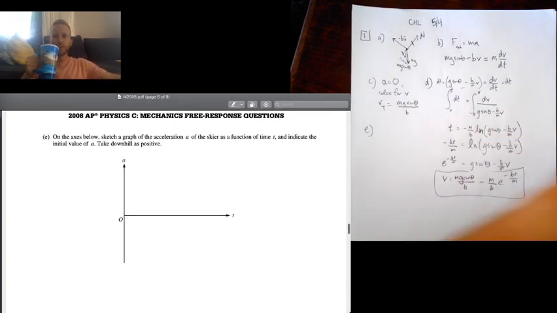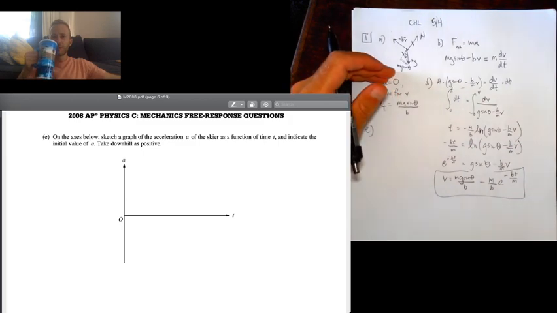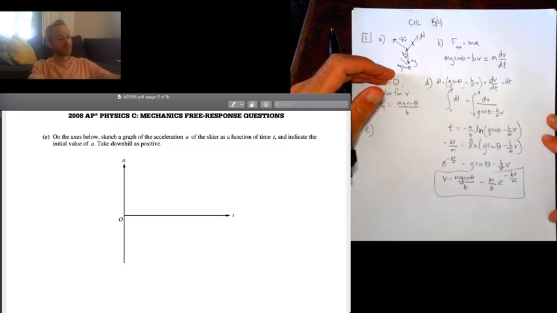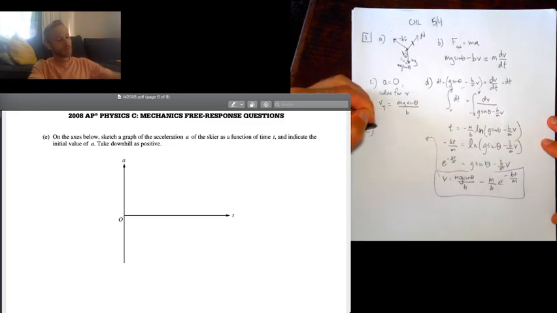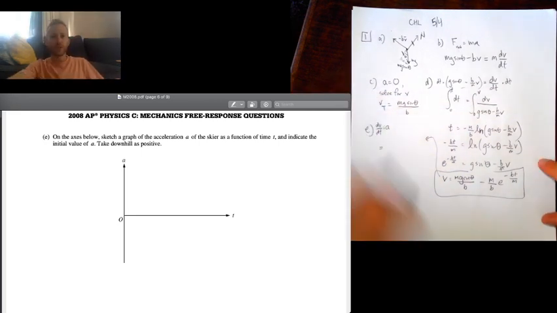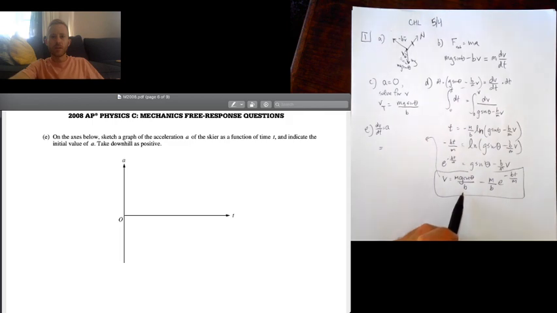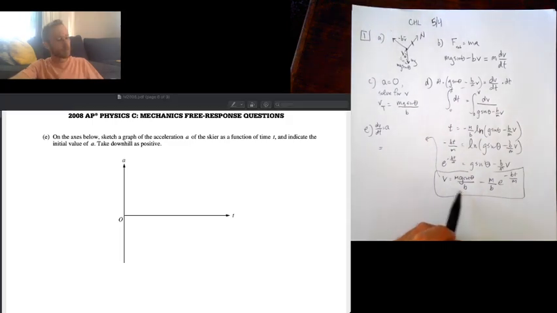On the axes below, sketch a graph of the acceleration of the skier as a function of time and indicate the initial value of a. Take downhill as positive. Well, I could just take the derivative of that. dv dt equals a. So taking the derivative of the first term gives 0.